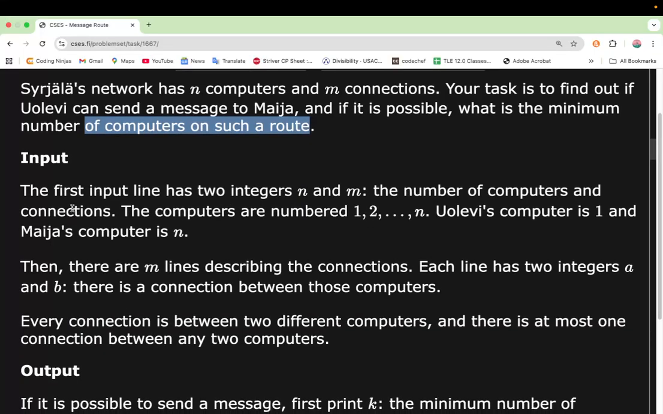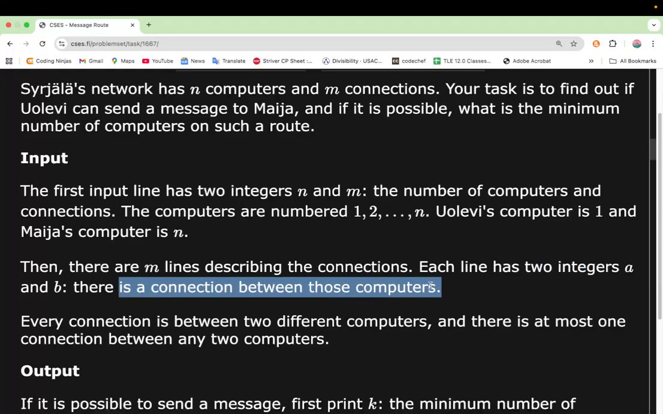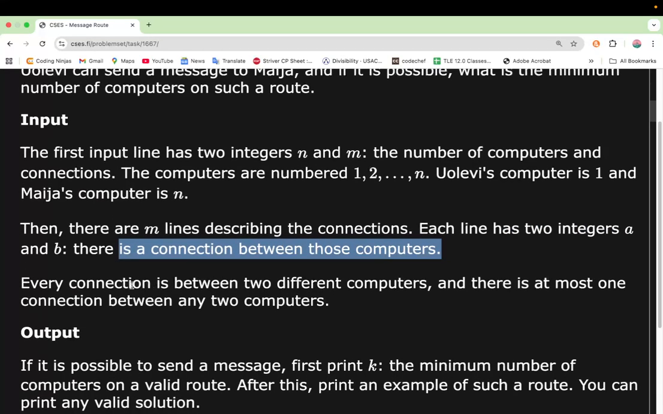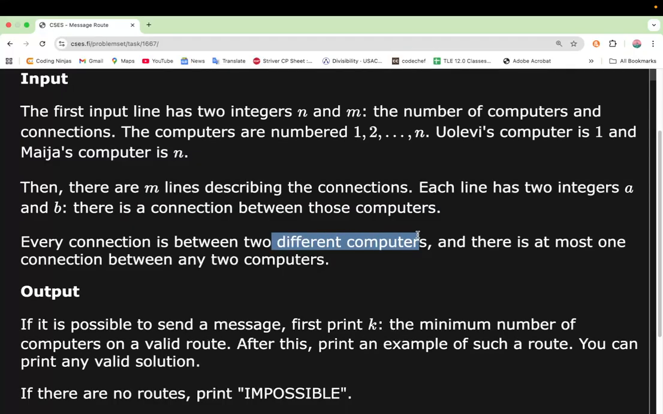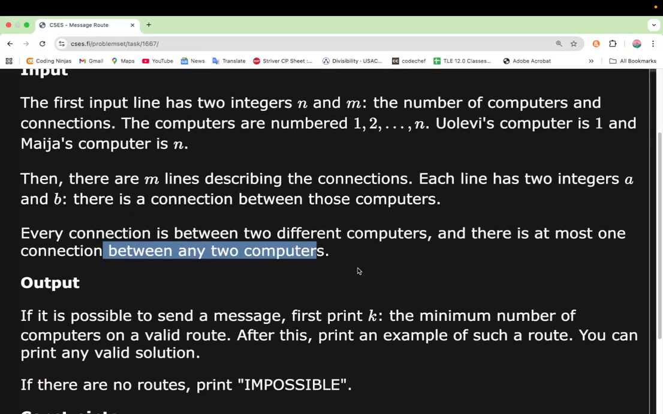So the input is: the first input line has two integers n and m, the number of computers and connections. The computers are numbered 1 to n. Uolevi's computer is 1 and Maija's computer is n. Then there are m lines describing the connections. Each line has two integers a and b, which says that there is a connection between those computers. Every connection is between two different computers, and there is at most one connection between any two computers.